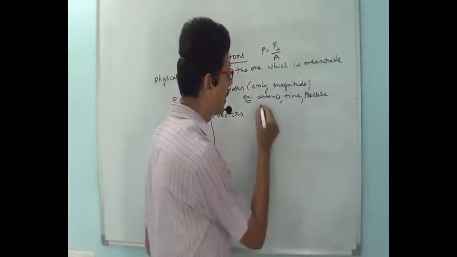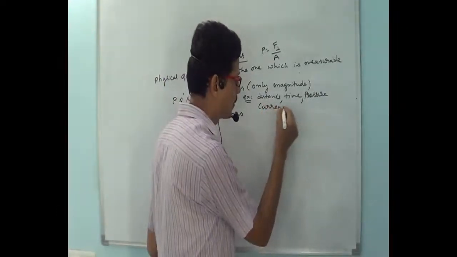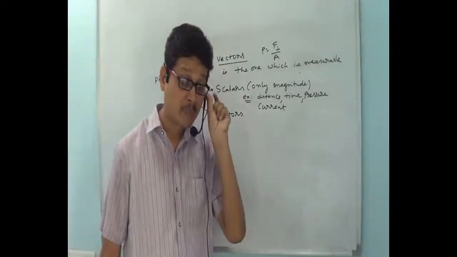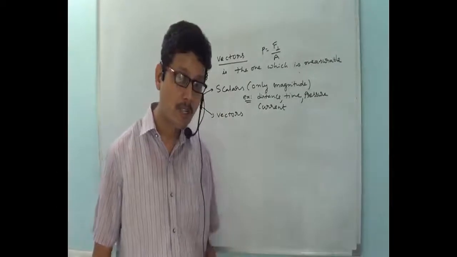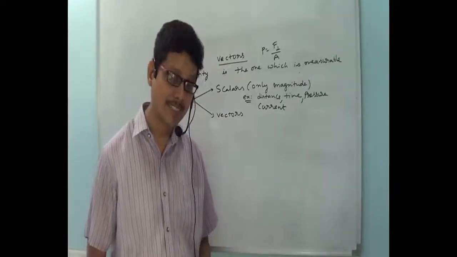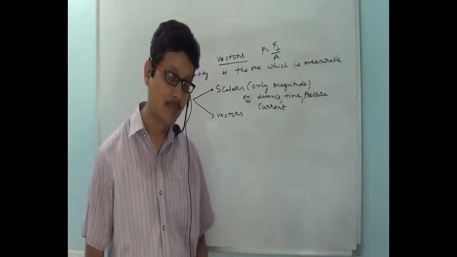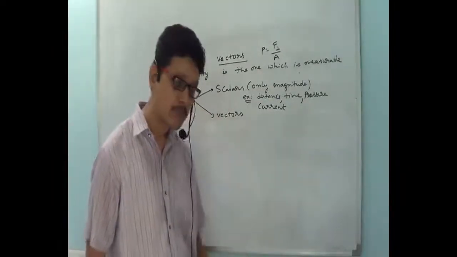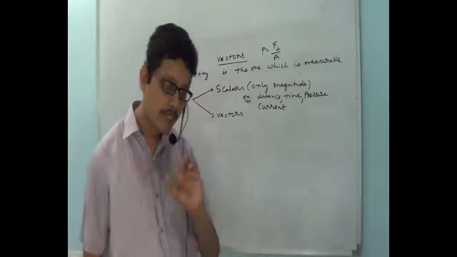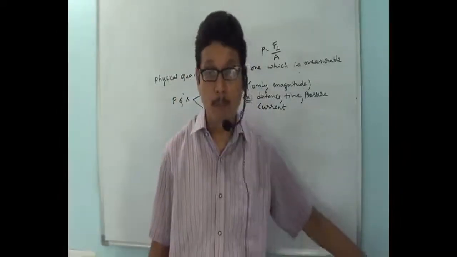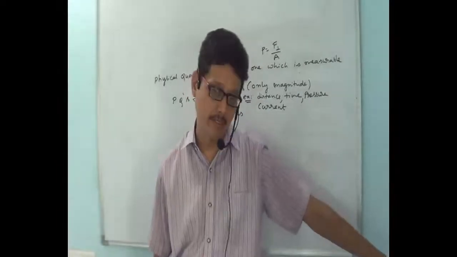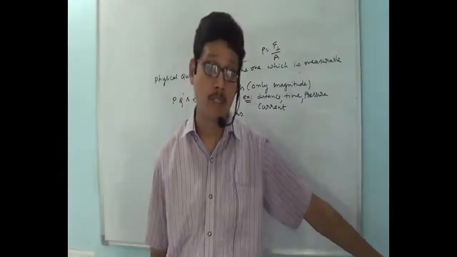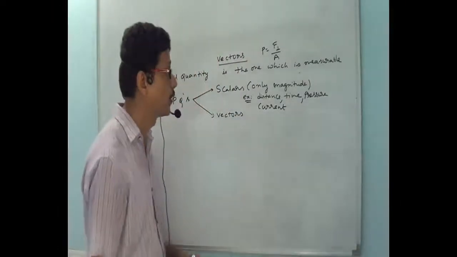Next, current is scalar, because it will not obey vector laws of addition. This is important. Those physical quantities are called vectors which have some magnitude and direction, and they obey vector laws of addition. The third thing should also be included.